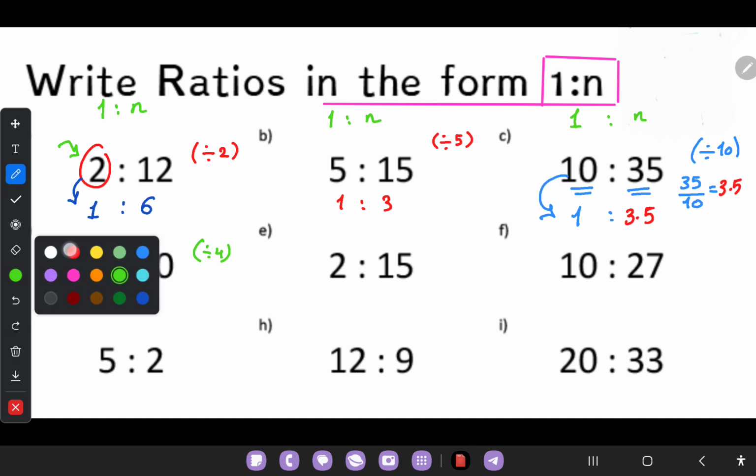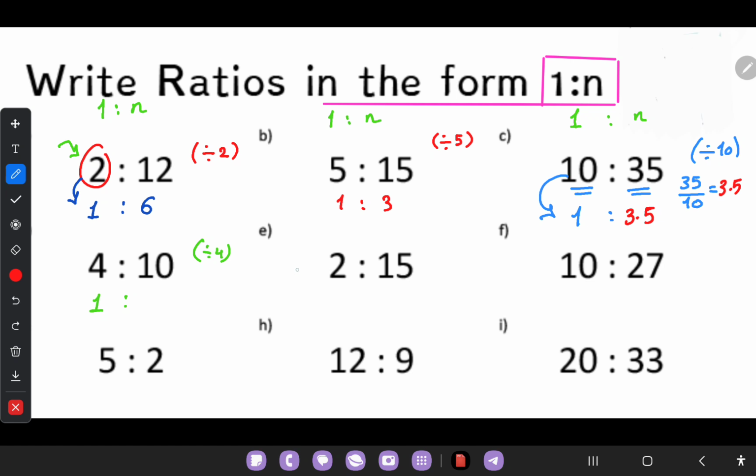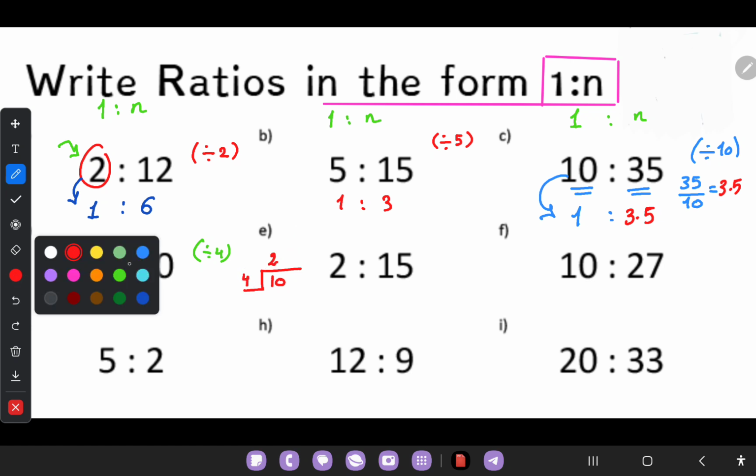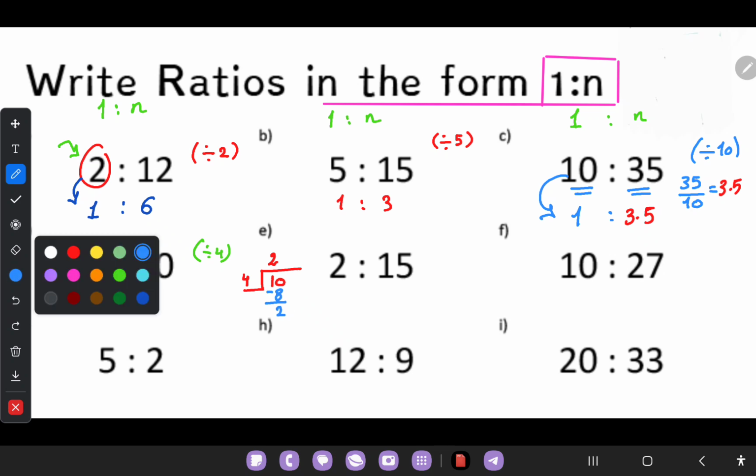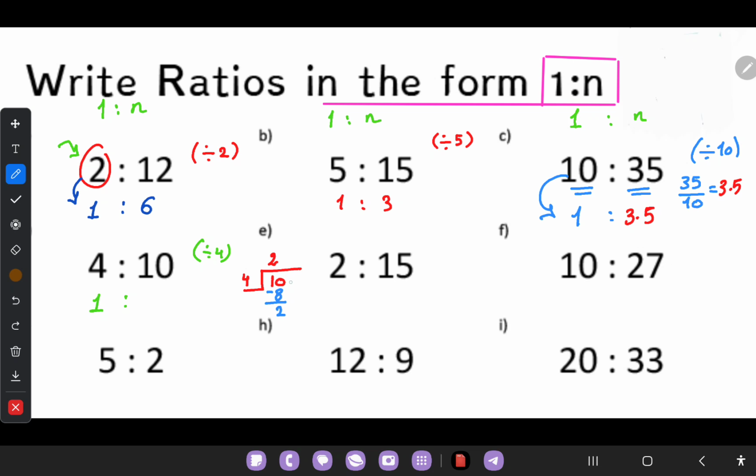you can use long division. 10 divided by 4, it will be 2, and we will get here 8, then subtract, it will be 2. I want to get rid of this remainder. How can we get rid of this remainder? We can put a decimal point, yes, and put 0, very excellent, and then bring down this 0 next to number 2 to be 20.